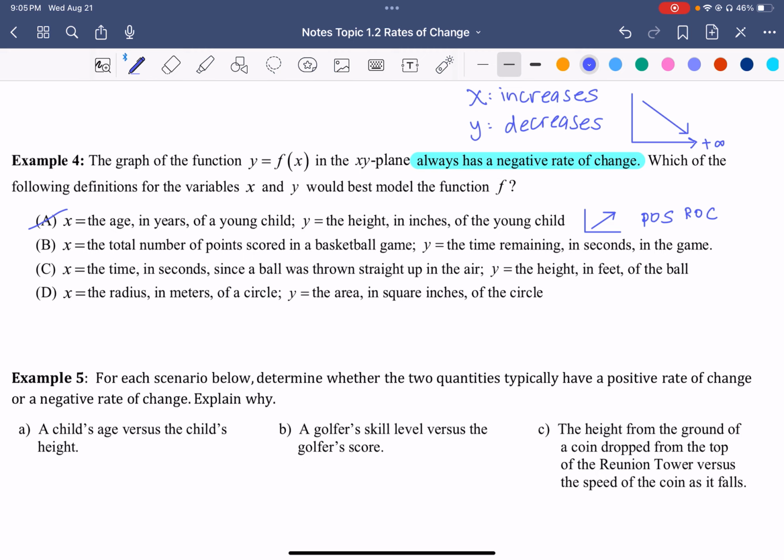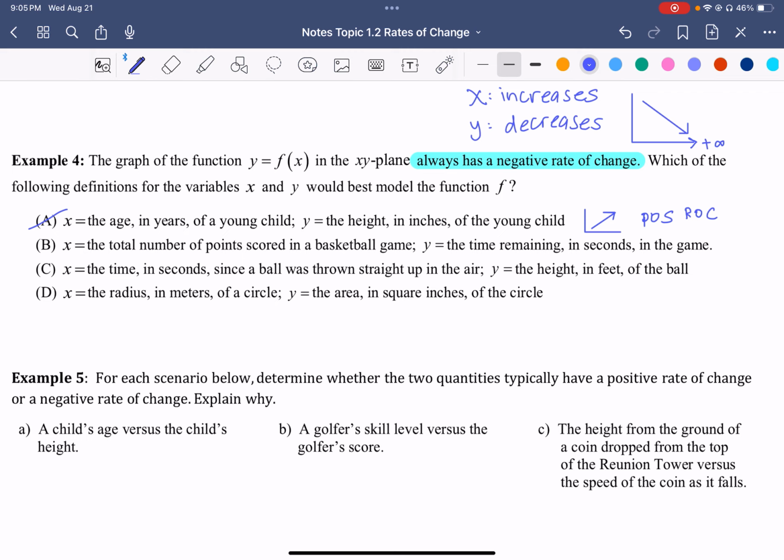For B, we say x is the total number of points scored in a basketball game and y is the time remaining in seconds in the game. Well, I know that as the game goes on, usually basketball players are making points, right? They're scoring baskets. But as the game goes on, the time is running out, right? So when you begin the game, you have a lot of time but no points. And as you progress through the game, your time is counting down, but you should be making more points. So that could be a contender. Let's keep going to see if there's a better choice.